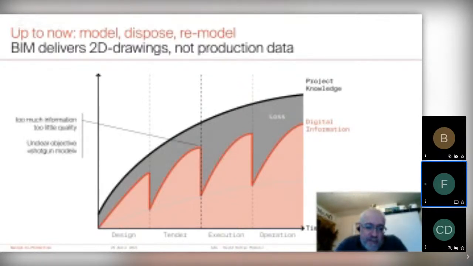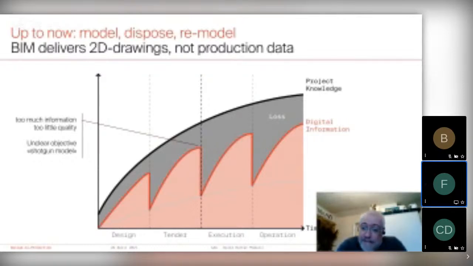So what you get is this little diagram that I found in a book by Andre Bormann in 2015 that shows you the rising project knowledge over the time of the project stages from left to right. That would be the black curve. And after every stage, the amount of digital information that is actually available for the project sharply drops almost to zero, because the models that are produced in the earlier stage are actually not really usable in the later stage, mostly because there's too much information and too little quality.